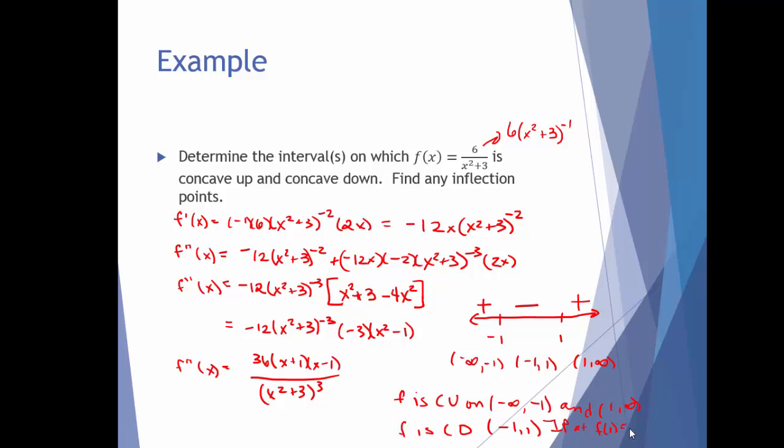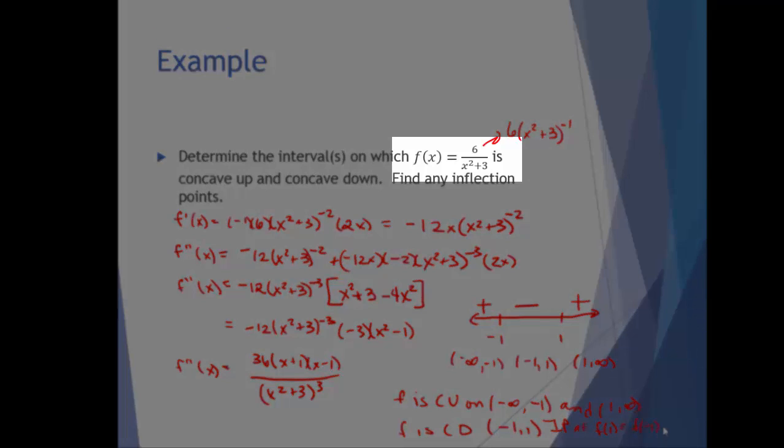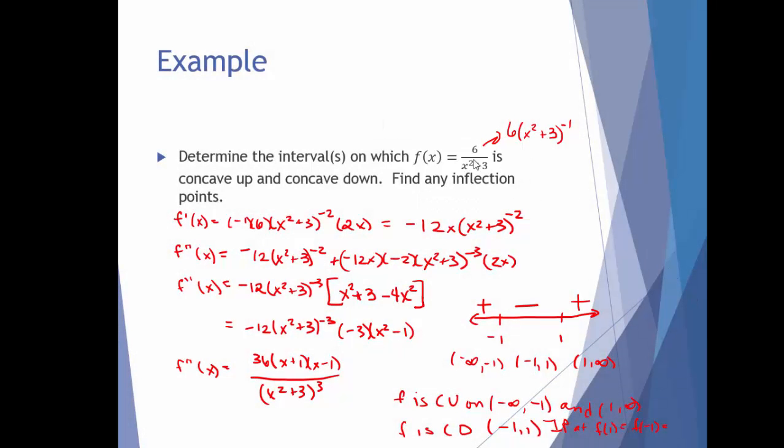Now because of this particular function, they're actually going to be the same, because remember we're plugging into the original function, not into the second derivative, because we're looking for points on the graph where the graph switches from concave up to concave down. And when you square the 1 and the negative 1, they're going to come out to the same value. So in either case, you get a 1 plus 3 in the denominator, so you're going to get a 4, so it's 6/4, also known as 3/2. And those are your inflection points.